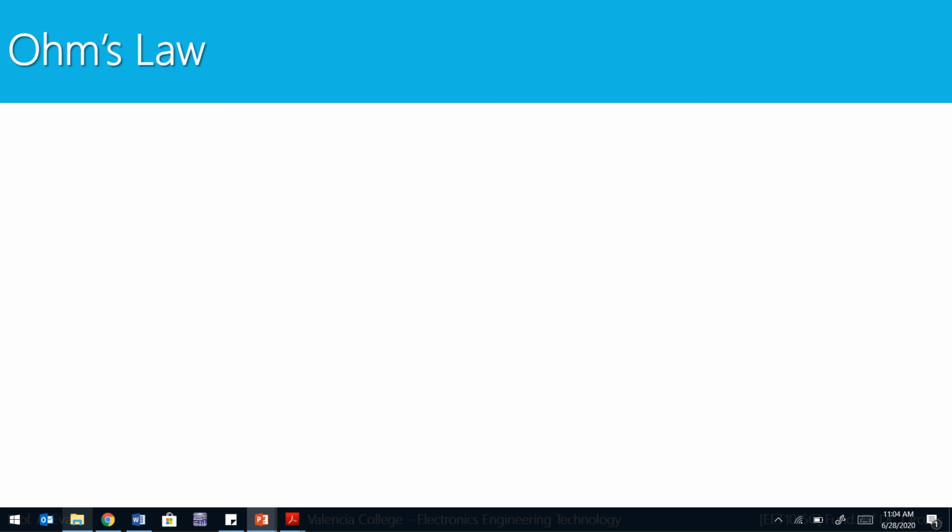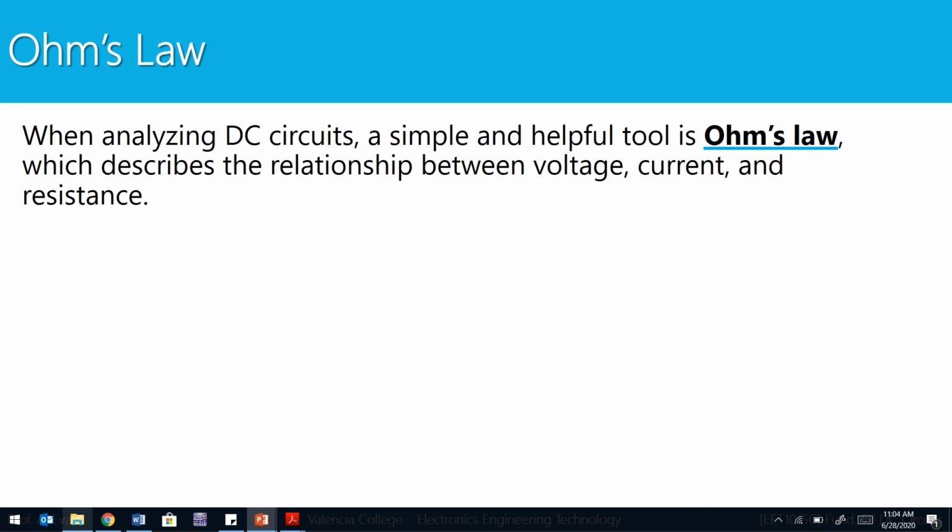And lastly, we're going to review Ohm's law, which again you should have studied in your intro class. We're just going to review it, make sure that it's fresh on your mind because we're going to be using Ohm's law for the entire semester. So when analyzing a DC circuit, a simple and helpful tool is Ohm's law. It describes the relationship between voltage, current, and resistance. So Ohm's law simply states that voltage is equal to current times resistance, or V equals IR for short.